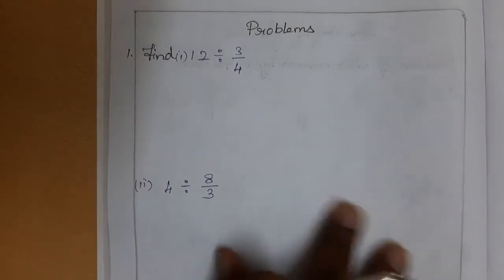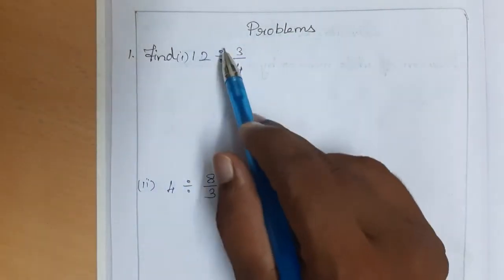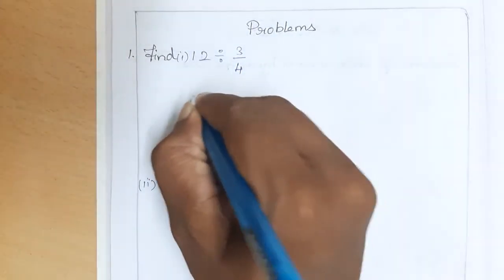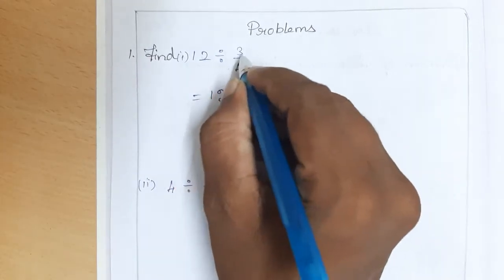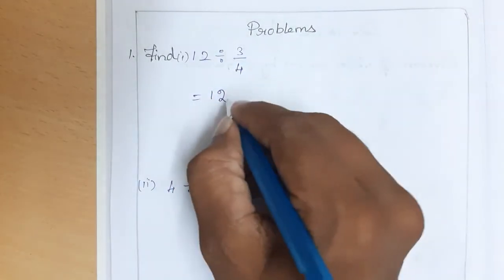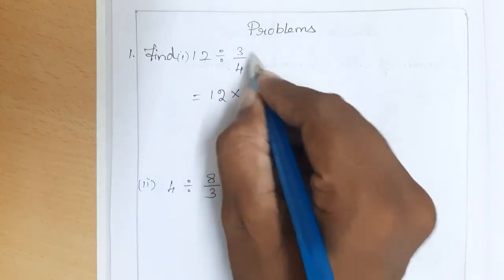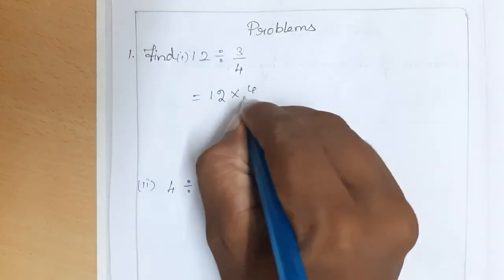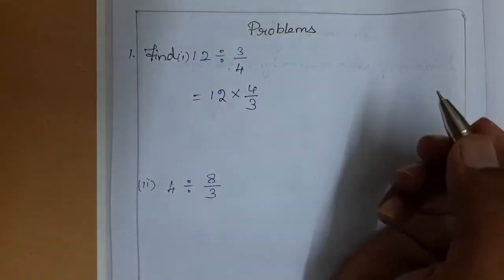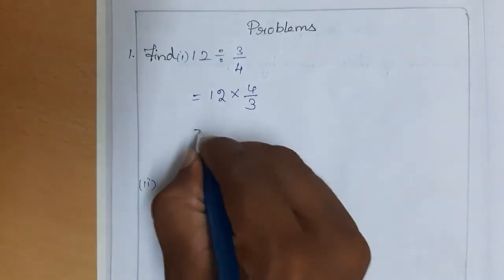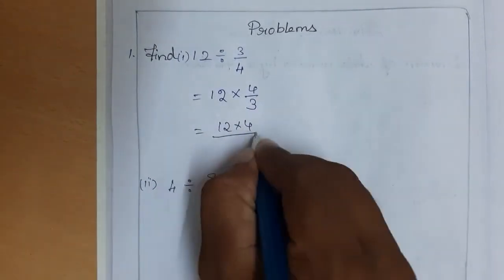You remember that by taking the reciprocal of this we can multiply it, right? So 12 is going to be divided by 3/4. We need not divide, we can just multiply by the reciprocal of it. The reciprocal of 3/4 is 4/3. Now just by multiplying we will get this. We can multiply 12 into 4/3.